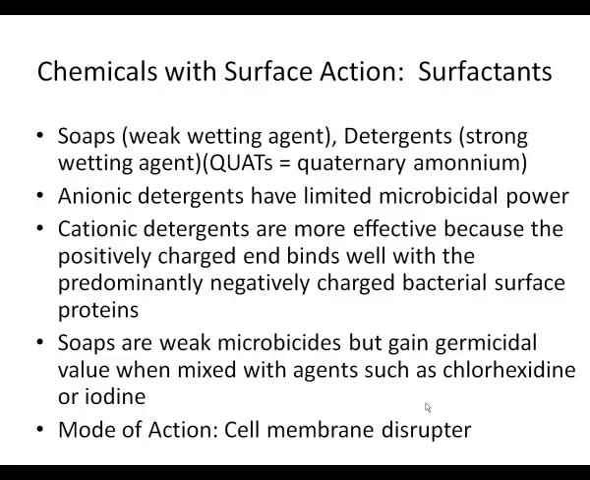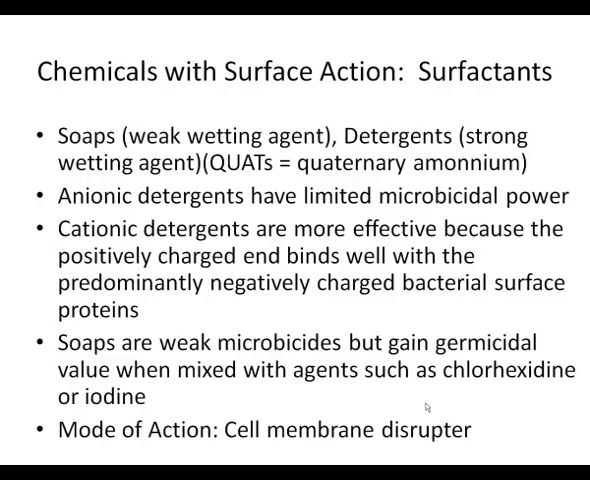Surfactants are going to be chemicals that have some sort of surface action. These are going to be like soaps and detergents. Soaps are all wetting agents. A soap is a weak wetting agent. When I talk about a wetting agent, basically what it does is it gets rid of any lipid barrier that's in the way and allows water to get down into the deeper tissues. Detergents are stronger wetting agents.